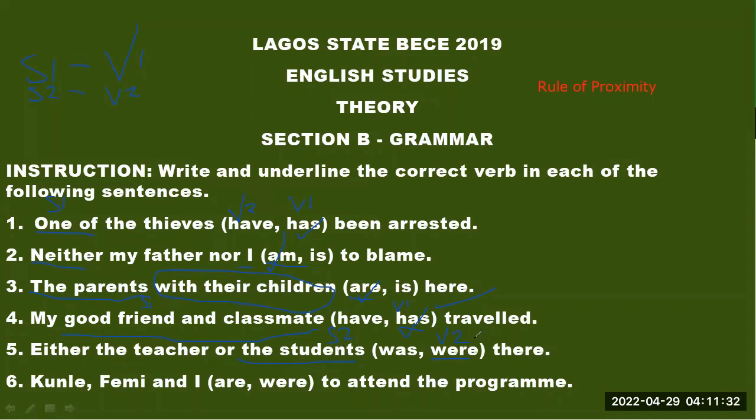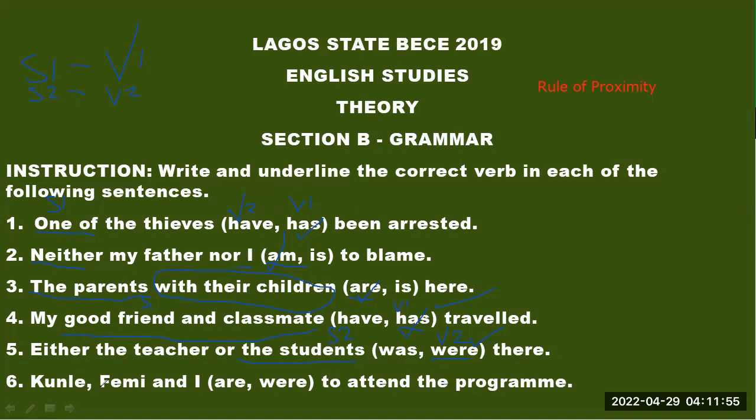So the actual option is were. Either the teacher or the students were. Now, if we have students here and we have teacher here, then we should have was. But the students here is plural and were is plural.